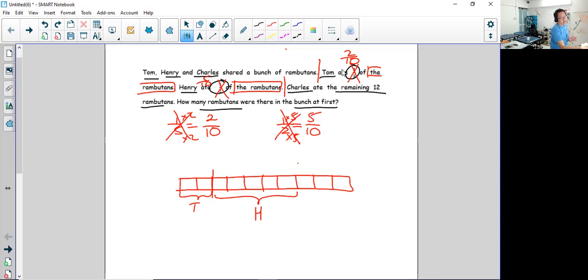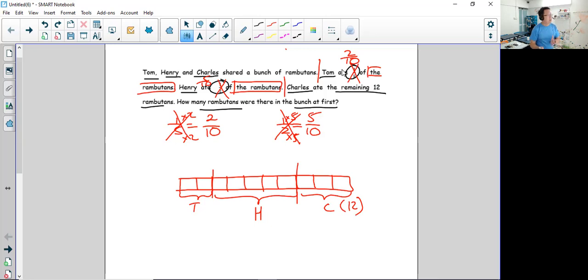So where are the remaining? So you can look at the model. There are 3 boxes, which is the remaining, and that is Charles. Charles ate the remaining. So you got to label, all right? And Charles ate how many? The remaining 12 rambutans, and that's how you build your model, right? So you must label. Very important. You need to label. Then your model will show more clarity. Your model become very clear.